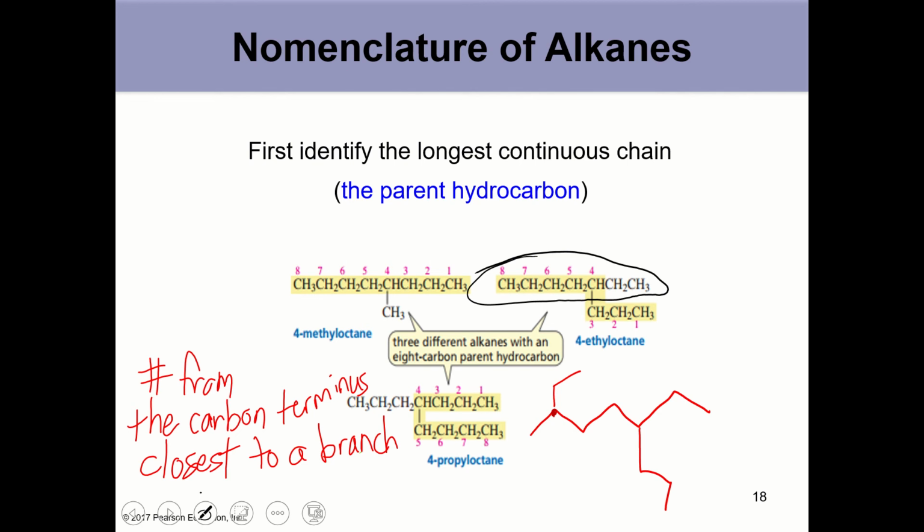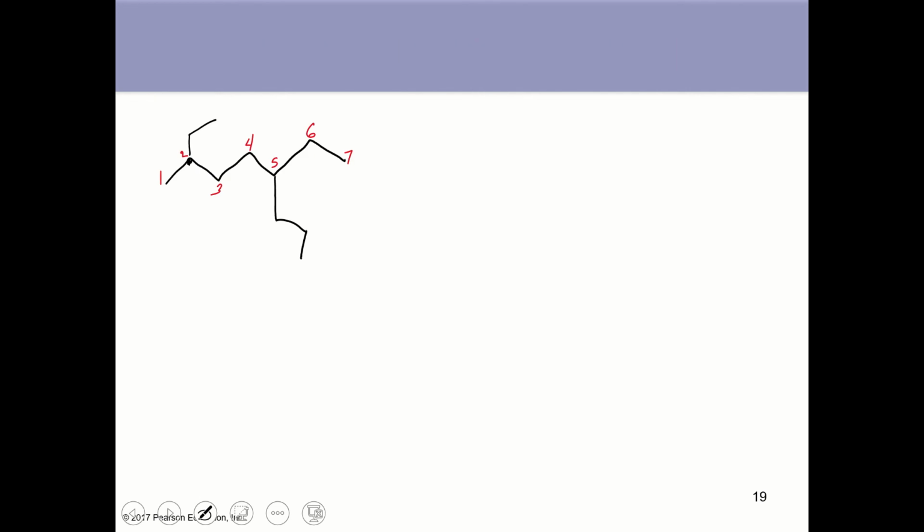So then we can practice numbering our chains, and I've drawn a structure which I transferred to the next slide. So identifying the longest carbon chain. Now, I have chosen to number from this side of the molecule because the branch point is only 1 or 2 carbons from the end, where on the other side the branch point is 2 to 3 carbons from the terminus.